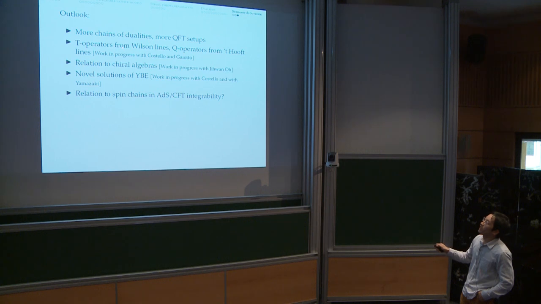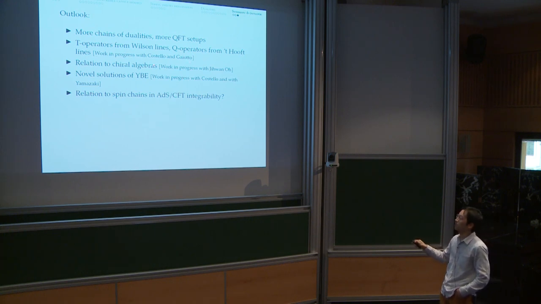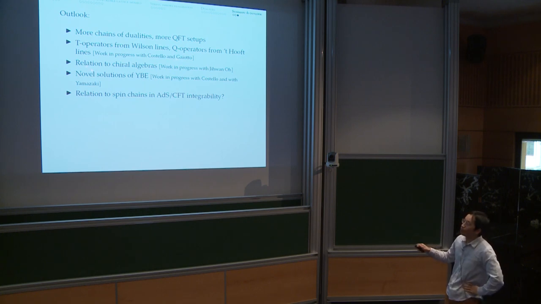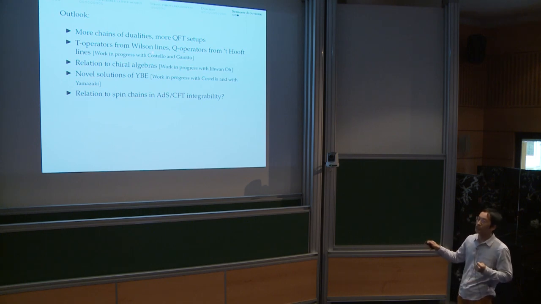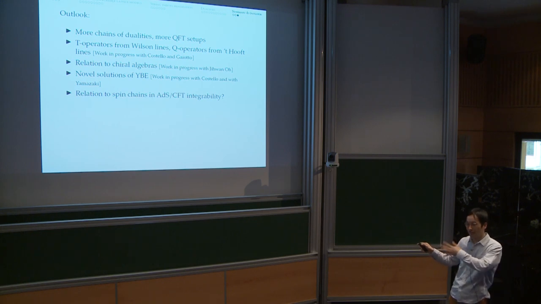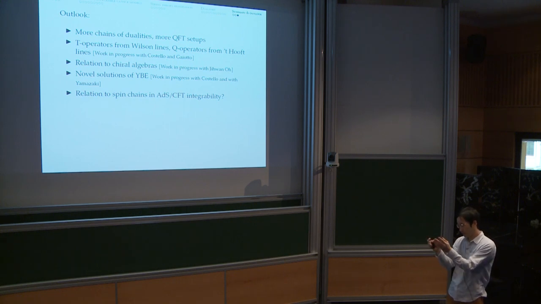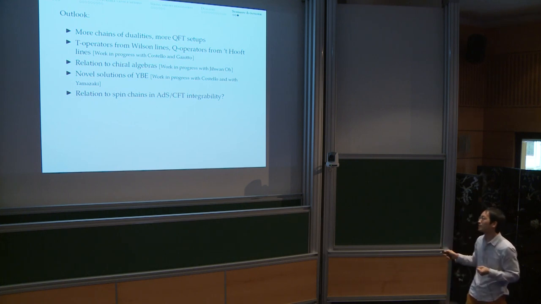In this talk, I explained how the transfer matrix T operators arise from Wilson lines in 4D Chern-Simons theory. It turns out that if you use 't Hooft lines instead of Wilson lines, then what it creates is something called Q operators, which are also important operators in spin chains and lattice models. This is work in progress with Kevin and Davide Gaiotto. And there's some relation to something called chiral algebras in 4D theories. Because in this lattice model we have holomorphic directions, you can consider the algebra of line operators, and they make a chiral algebra because we have a holomorphic dependence in that direction. That's also work in progress with Ji Huang Oh.